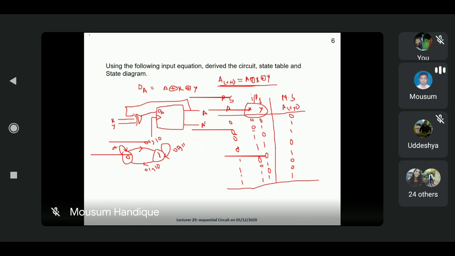Okay, 0 0 and 1 1. Now if any doubt, then you ask me. So this is the state diagram.